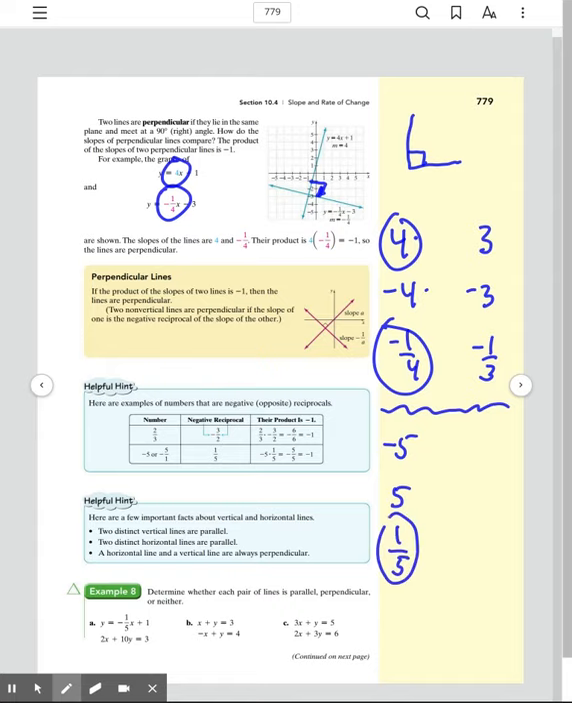If I have, let's say, 2 over 3, because slopes can be in fractions, that would make negative 2 over 3, then do the reciprocal of negative 2 over 3. That would be negative 3 over 2. There it is.